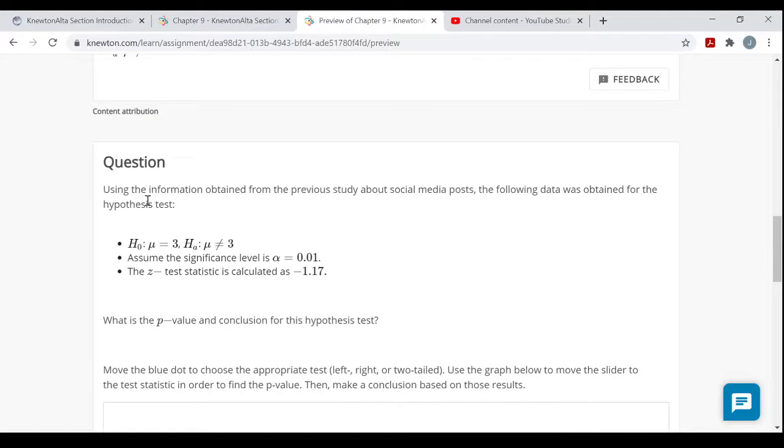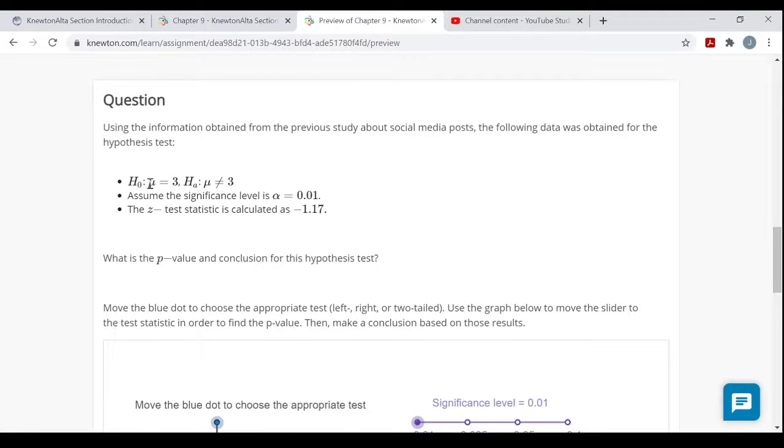Now, using the information obtained from the previous study about social media posts, the following data was obtained for the hypothesis test. So again, null hypothesis, the average number of social media posts to build an audience a day is 3, whereas the alternative is that it's not 3. It could be less than 3, could be greater than 3. So this is a two-tailed test. Remember, the way the alternative hypothesis looks tells you what kind of test it is. And we're using a significance level alpha here of 1%, 0.01.